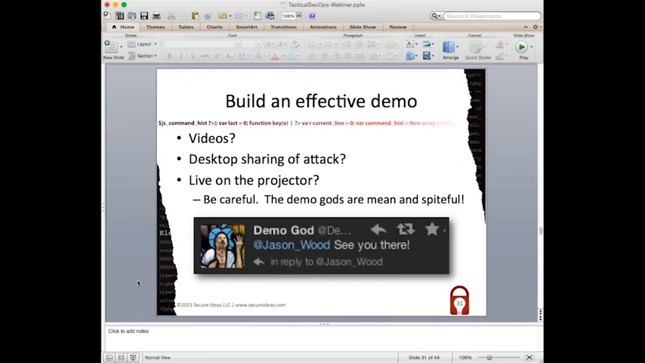Is it just a document that explains what's going on? Maybe some screenshots? Do we do a video of it? We toss something up on the projector. Do it live. As we saw today with my Security Onion example, the demo gods are mean and cruel and like to pop up and smack us down when we get thinking we've got things pretty well set up. So you want to take that into account.